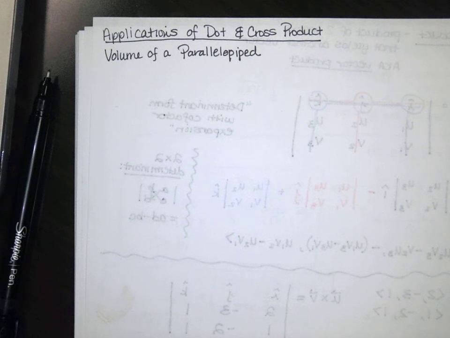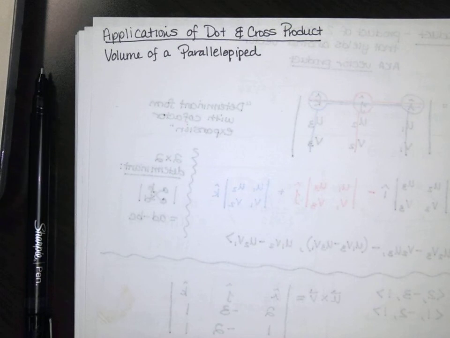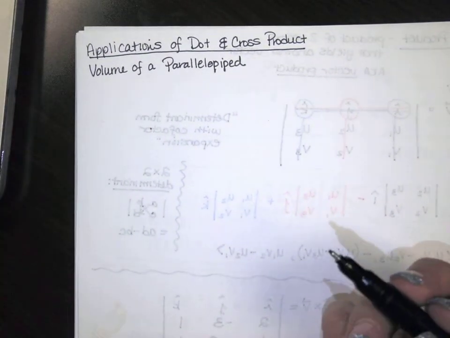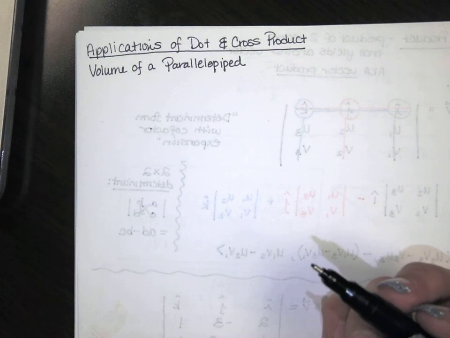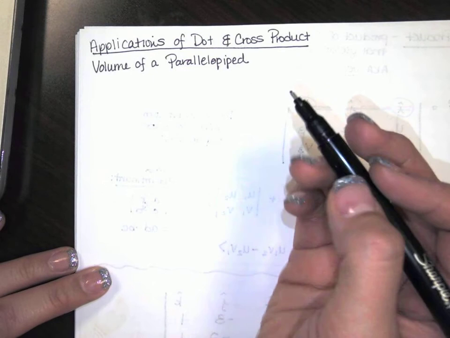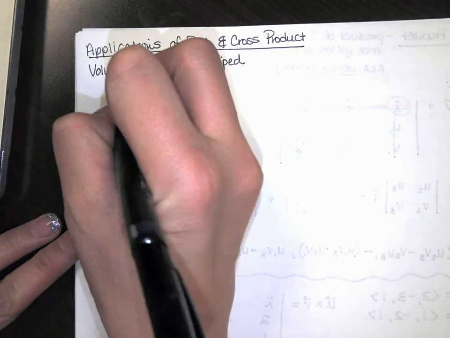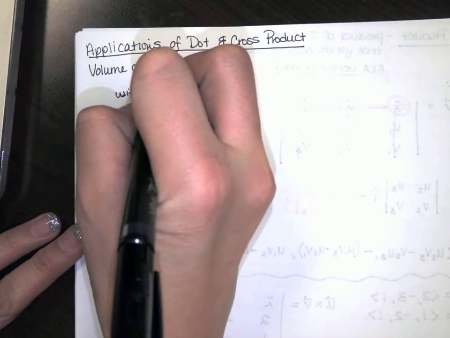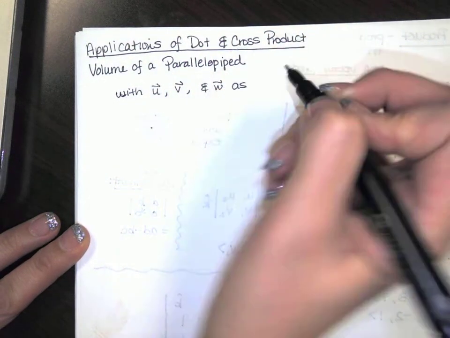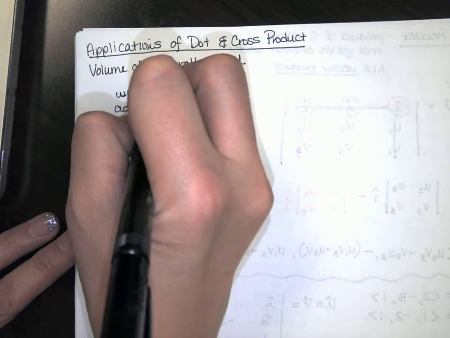In this video, we look at another application of dot product and cross product to find the volume of what's called a parallelepiped. A parallelepiped is, I think, of a rectangular box, but instead of having rectangles as all of the faces, it has parallelograms as its faces. So if we're talking about a parallelepiped with the vectors u, v, and w as adjacent sides, it might look like this.